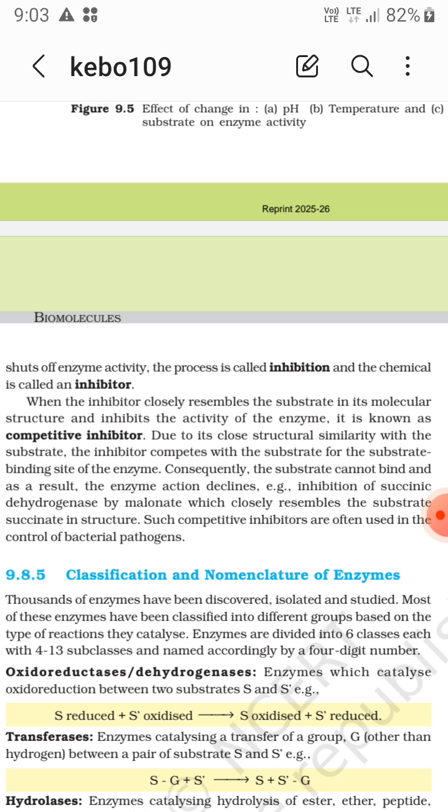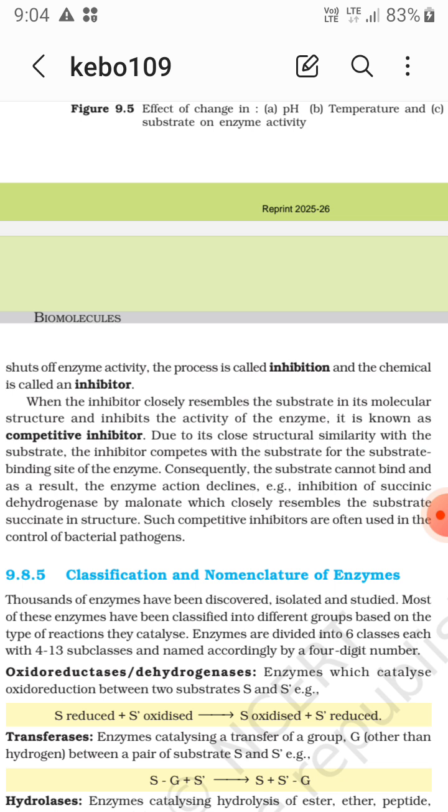Due to this close structural similarity with the substrate, the inhibitor competes with the substrate for the substrate binding site of the enzyme. Consequently, the substrate cannot bind, and as a result, the enzyme action declines. Example: inhibition of succinic dehydrogenase by malonate, which closely resembles the substrate succinate in structure. Such competitive inhibitors are also often used in the control of bacterial pathogens.